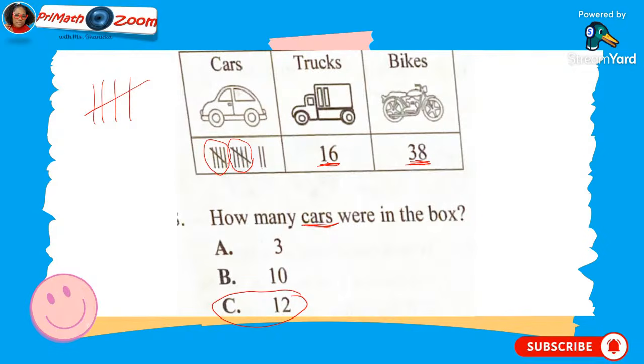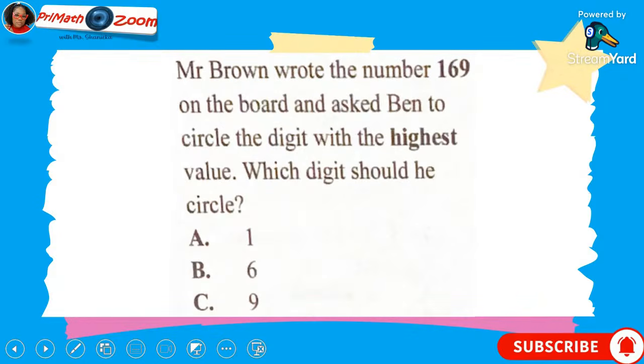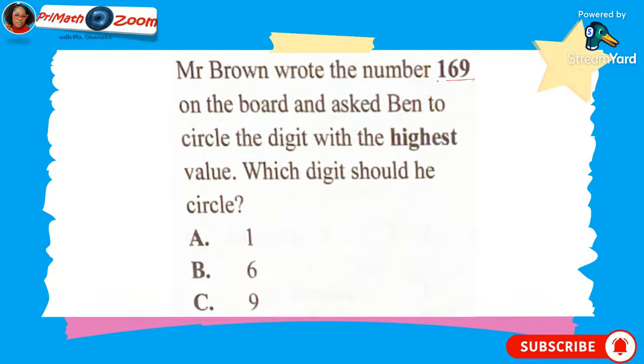All right, let's go to the next question. Mr. Brown wrote the number 169 on the board and asked Ben to circle the digit with the highest value. Which digit should he circle? So Mr. Brown wrote 169 on the board. Which digit has the highest value and why? Tell me which one has the highest value.